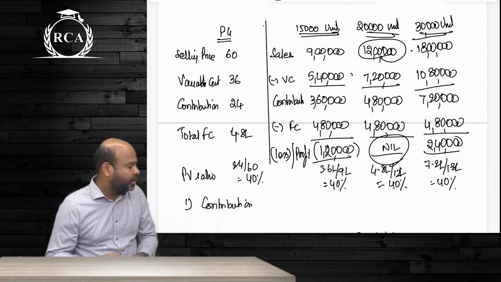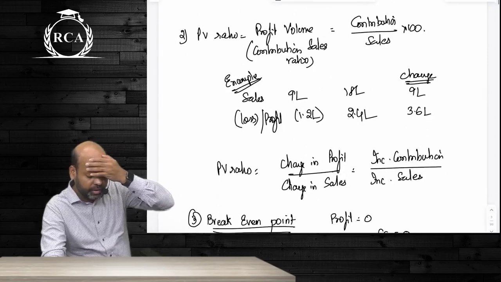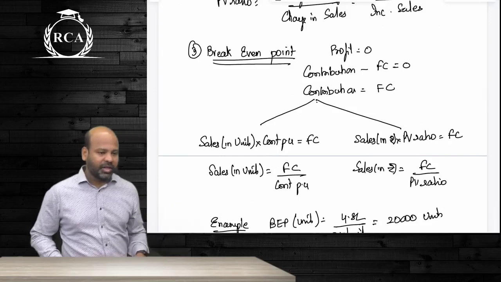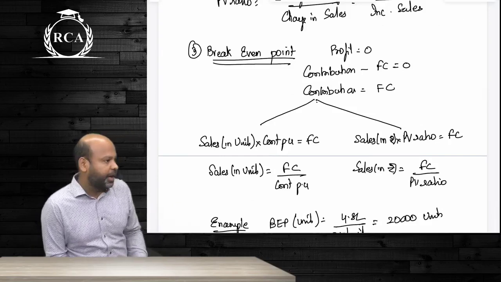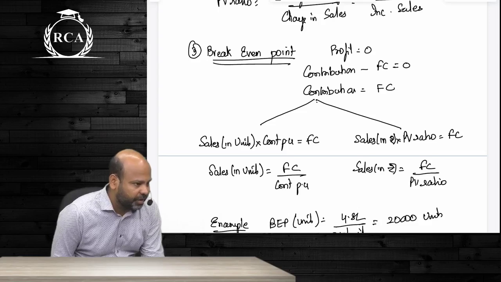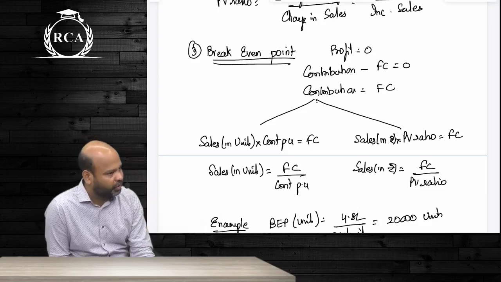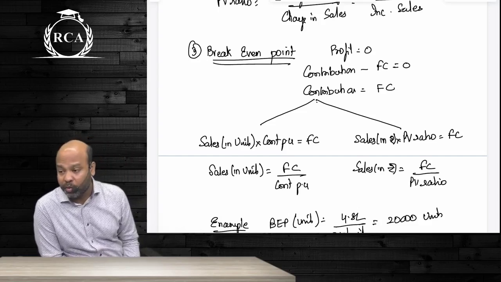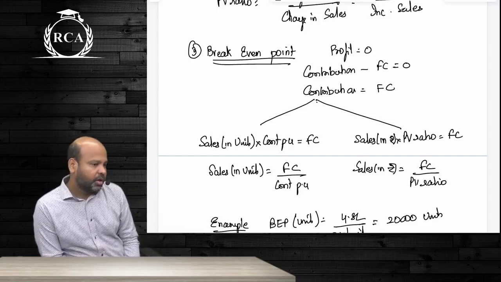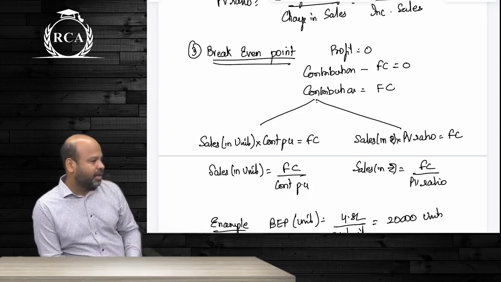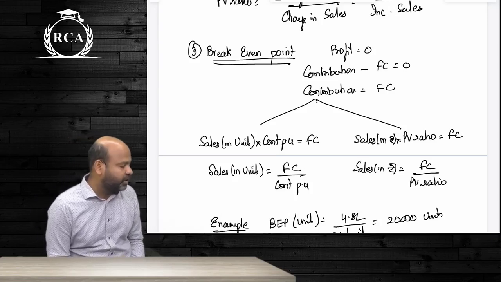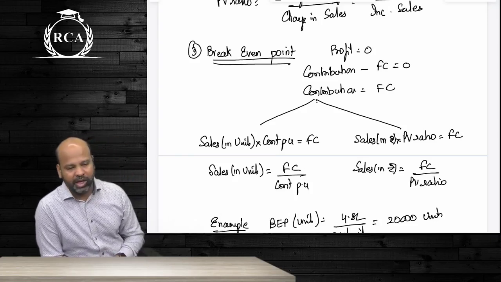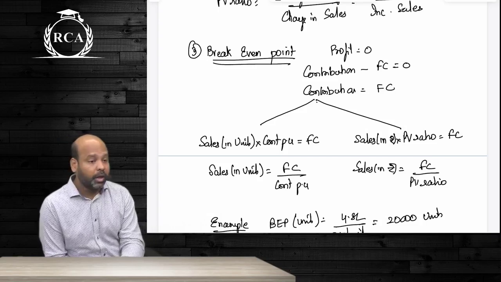Now, after that, we did the concept of break-even point. What is break-even point? The point at which your operating profit is zero. When you say operating profit is zero, it's the net difference between contribution and fixed cost that is equal to zero. So we are basically trying to arrive at the sales volume at which contribution will be equal to fixed cost. That can be written as break-even sales equals fixed cost divided by contribution per unit, or break-even sales equals fixed cost divided by PV ratio.